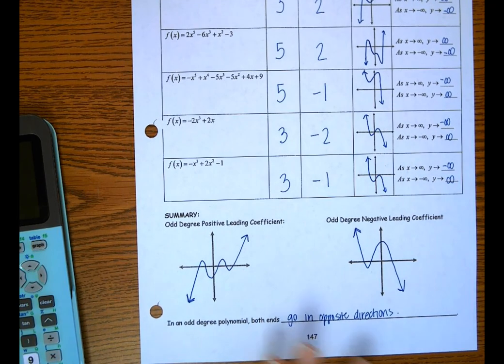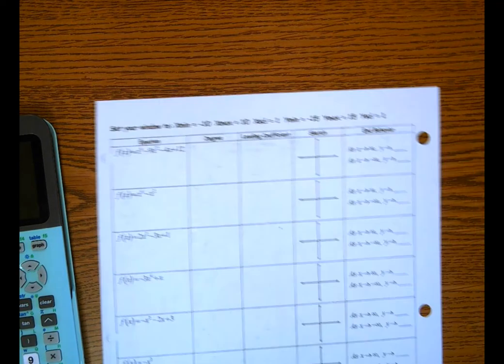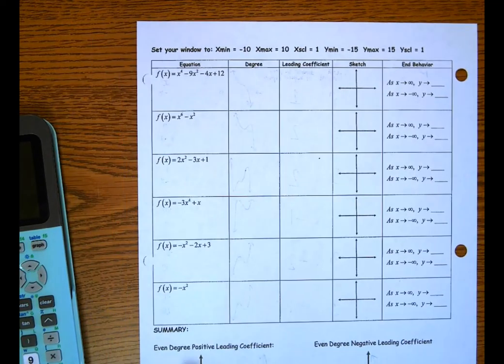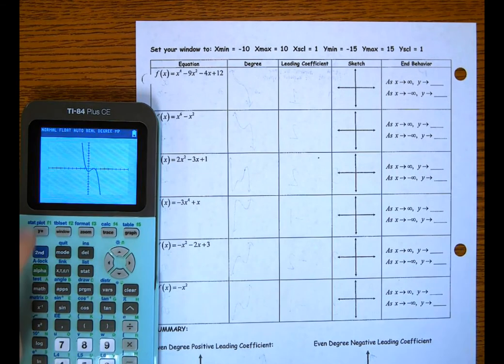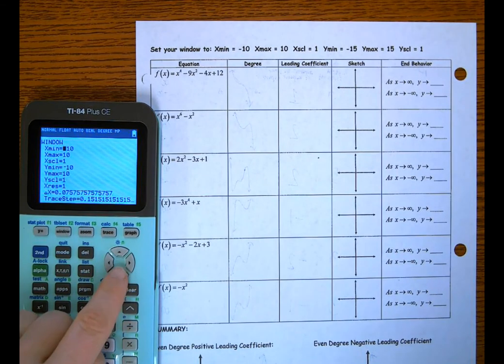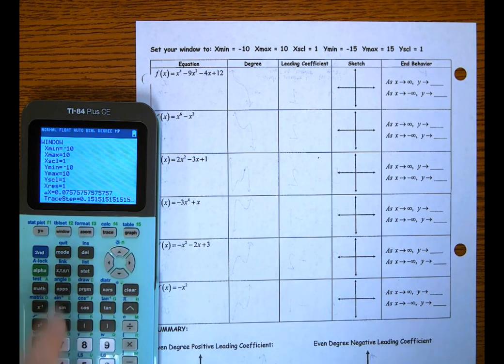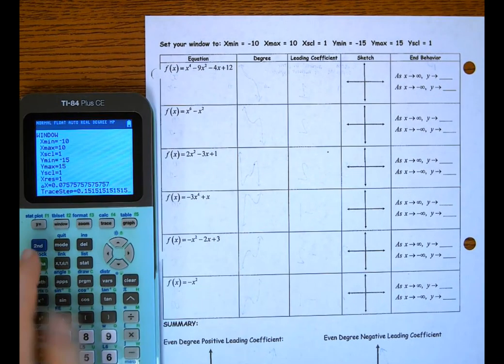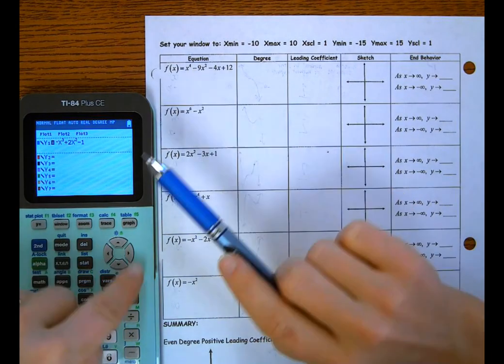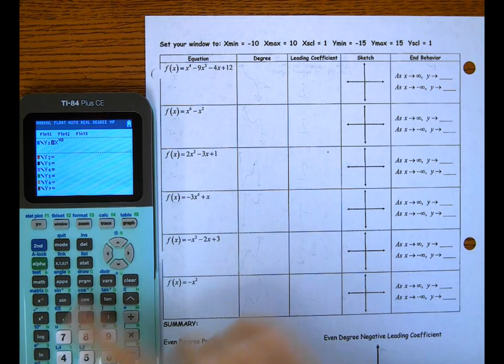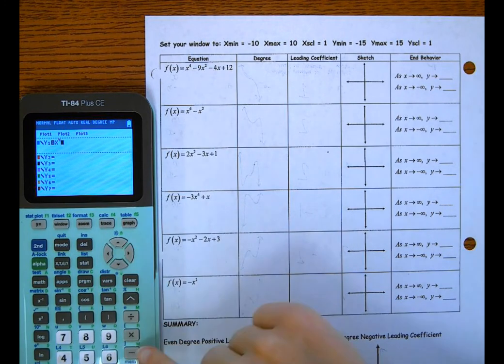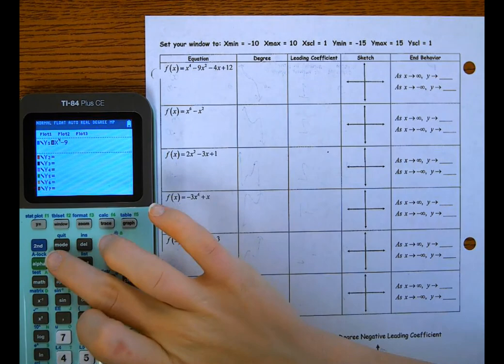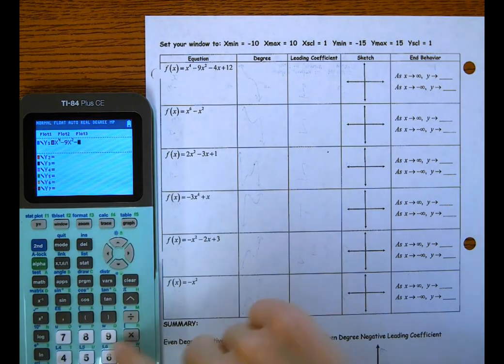All right, so we're going to do the same thing if we flip our paper over. Now we're going to have to fix our window a little bit. Our window here is a little bit different. If I go to window, I need to be between negative 10 and 10, and then negative 15 and 15. So this is the window I need to complete the back. We're going to do the same thing we did here. I'm going to type in this first function: x to the fourth, and I arrow over to get out of the exponent, minus 9x squared minus 4x plus 12.